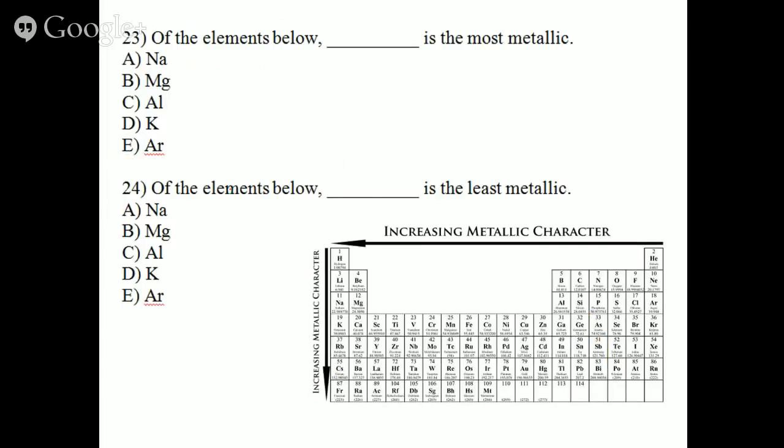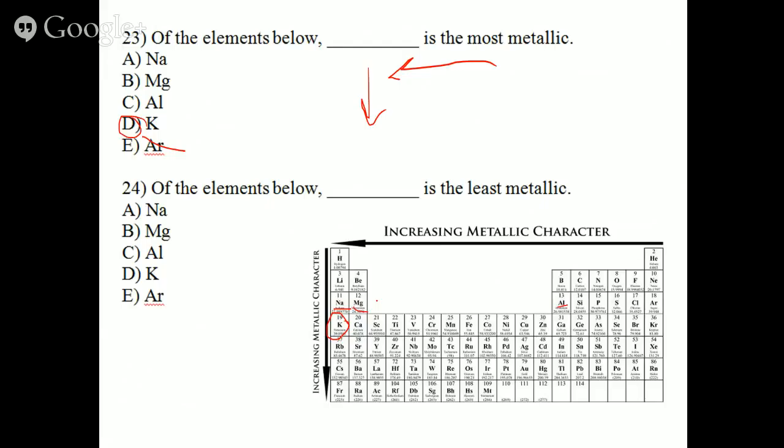23. Of the following elements below, blank is the most metallic. So again, we're talking about most to the left and closest to the bottom. Well, these are pretty easy. Argon, that's a noble gas, that isn't metallic at all. So which one is furthest to the left and closest to the bottom? It's going to be potassium. Aluminum's right here, it's higher up. Magnesium is higher up. Sodium, higher up. It's going to be potassium.